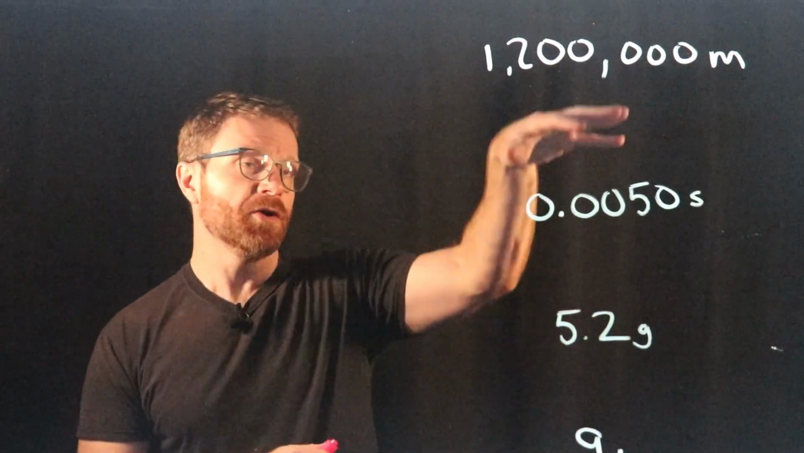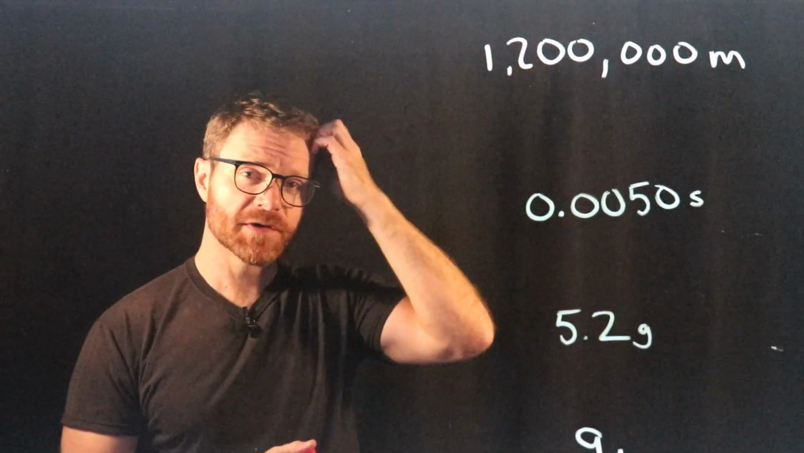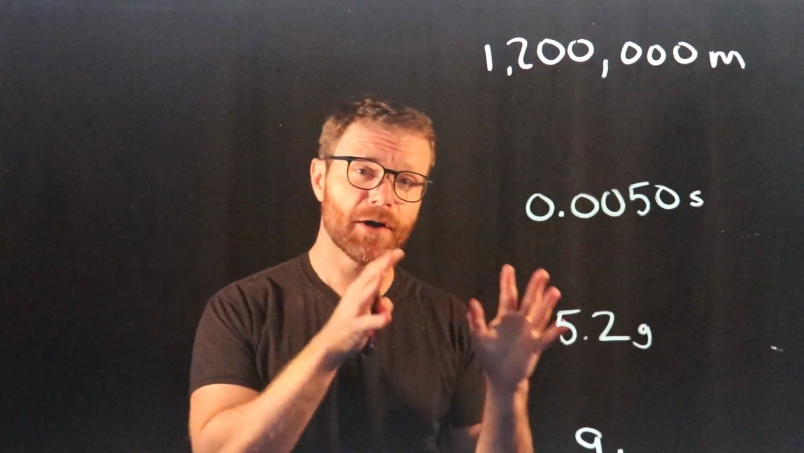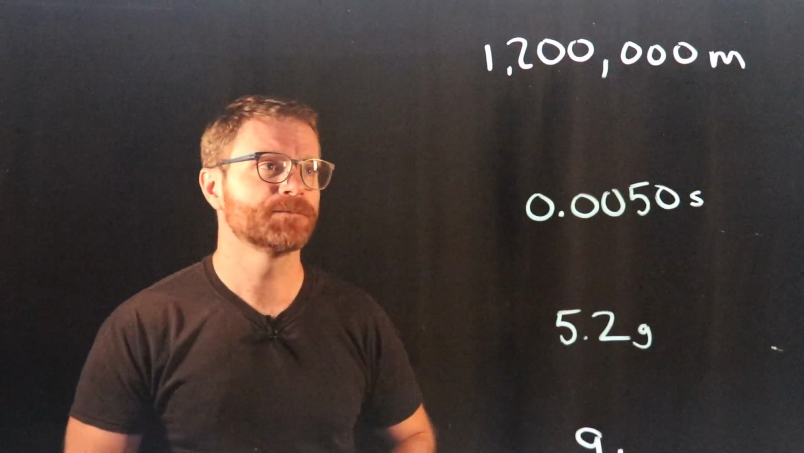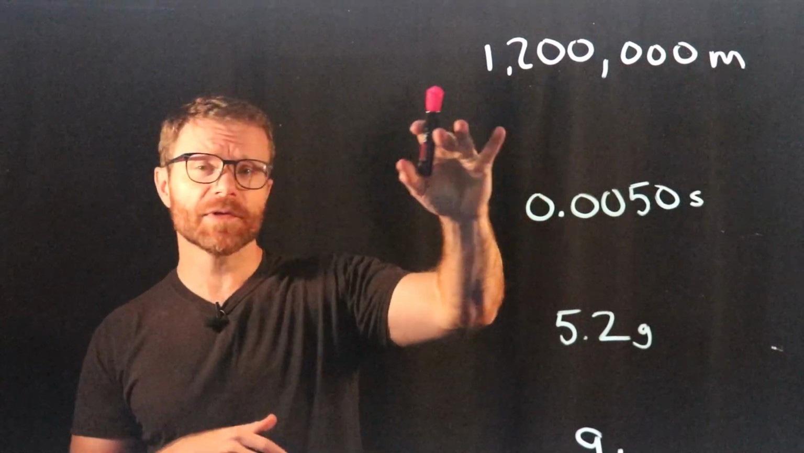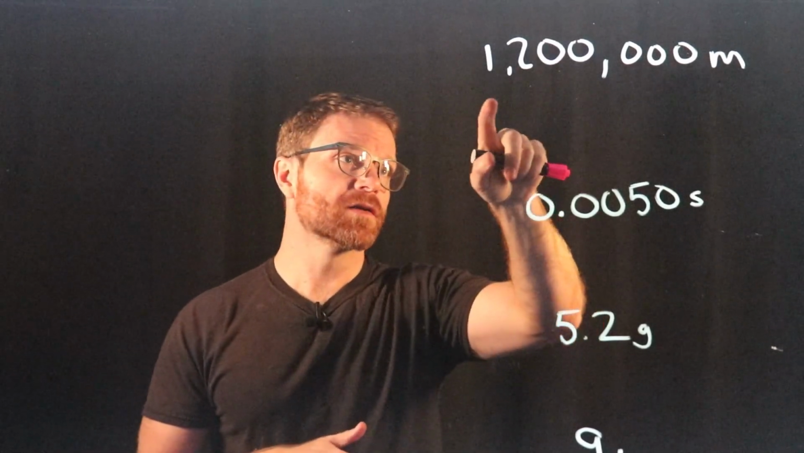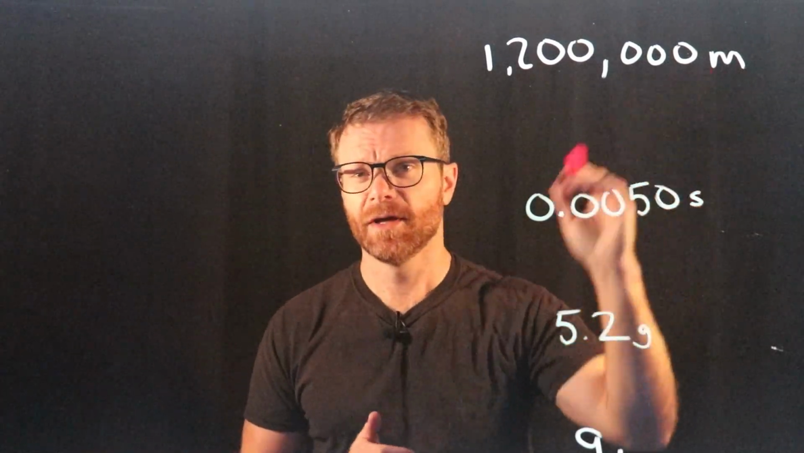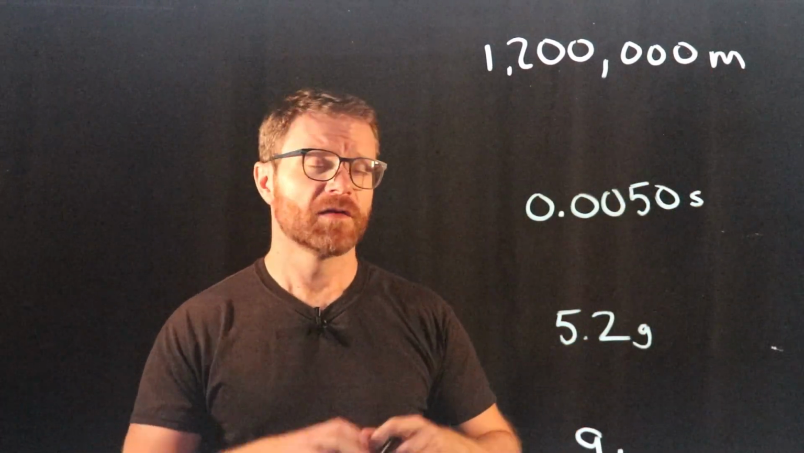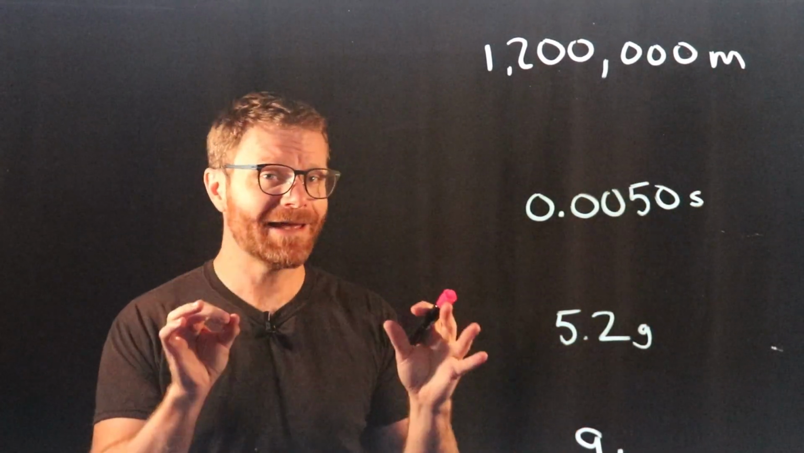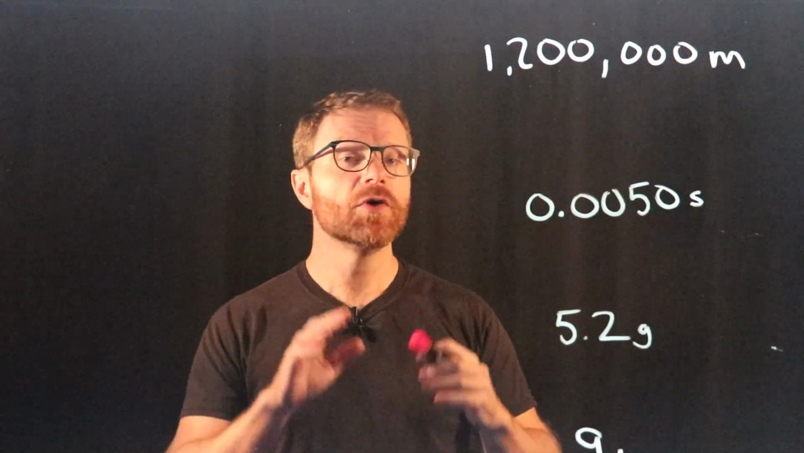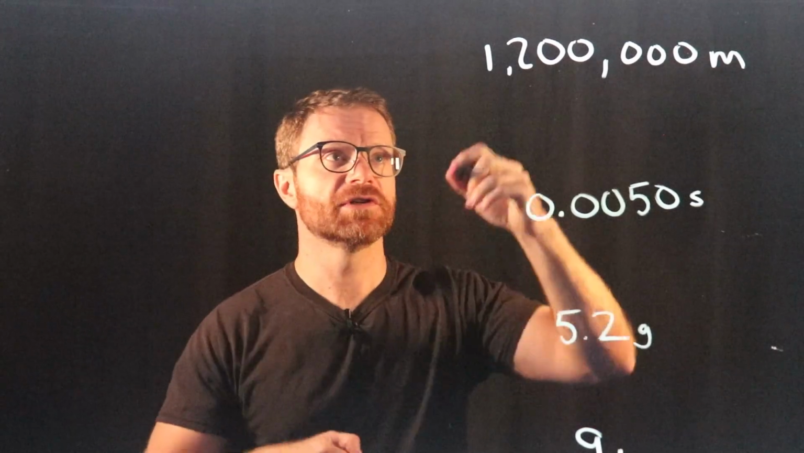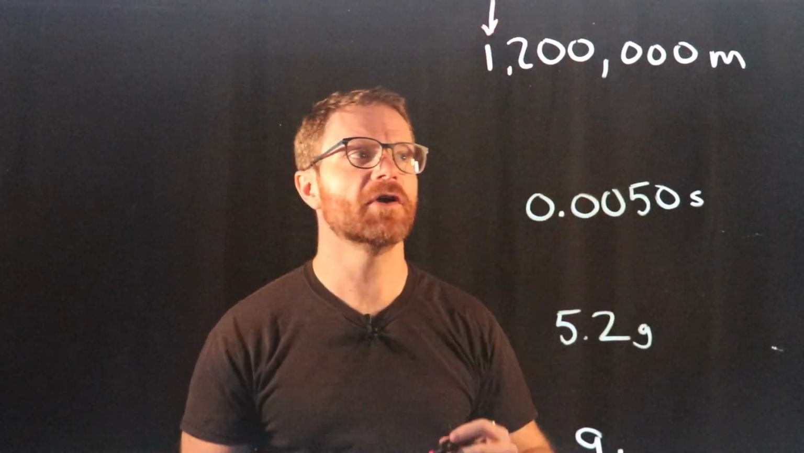Okay, here I have 4 numbers, and we're going to go ahead and put these numbers in scientific notation if they're not already in scientific notation. We're going to start with this top one. Looks like 1.2 million, right? Meters. That's a really big number. To put it in scientific notation, again, all we're going to do is move the decimal point until it's right after the first non-zero digit, which in this case is the 1 in front.